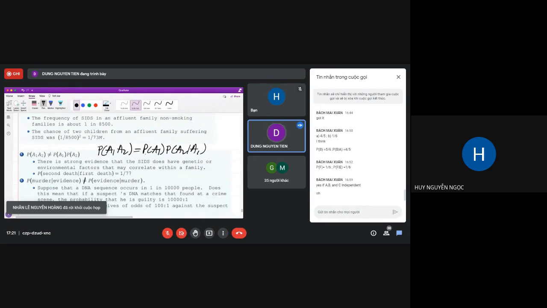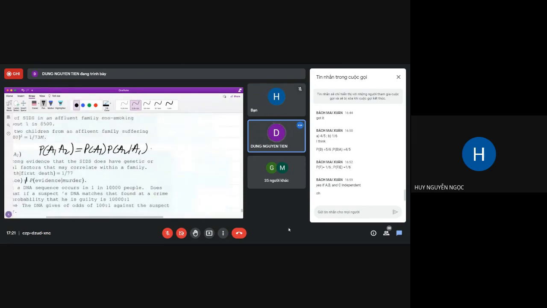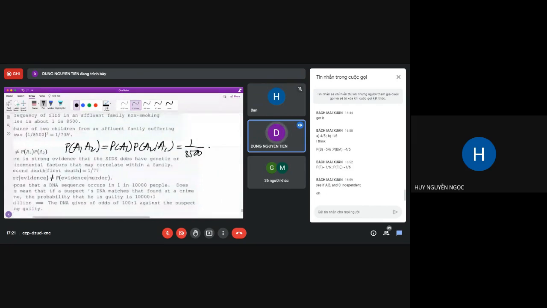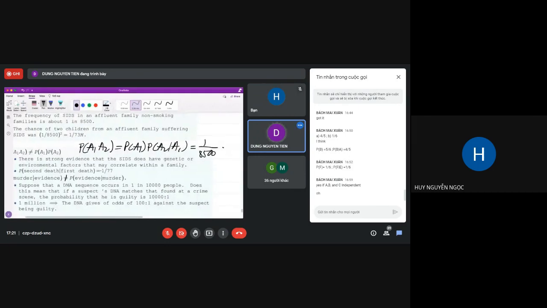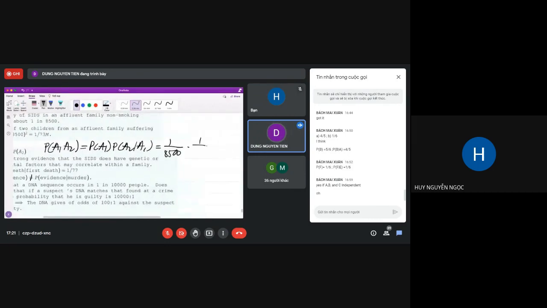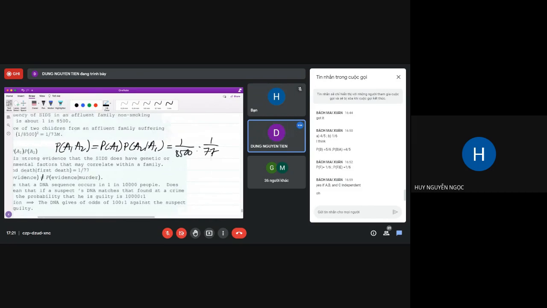And the first probability, yes, that is still 1/8500. But the second probability is not 1/8500 any longer, right? Because this conditional probability is not the same as the unconditional probability. And based on experience, they can get the value 1/77. So the actual value should be 1/8500 times 1/77. That is one thing.